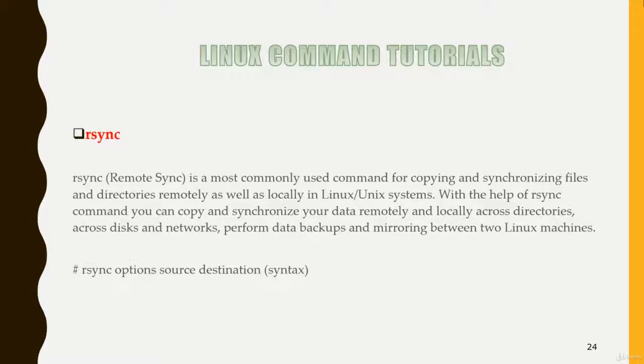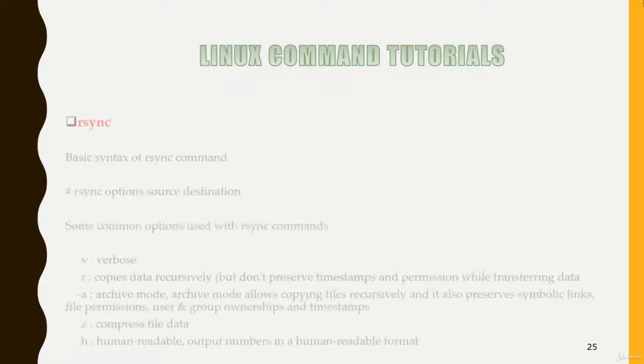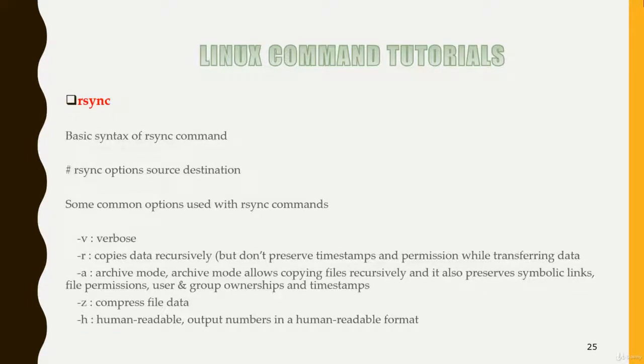It's very simple. The syntax you can see here: rsync, option, source and destination. Source is the file which you want to copy, and where you want to copy, that is your destination. Some common options used with the rsync command: -v is verbose, and -r copies data recursively but doesn't preserve timestamps and permissions while transferring data.